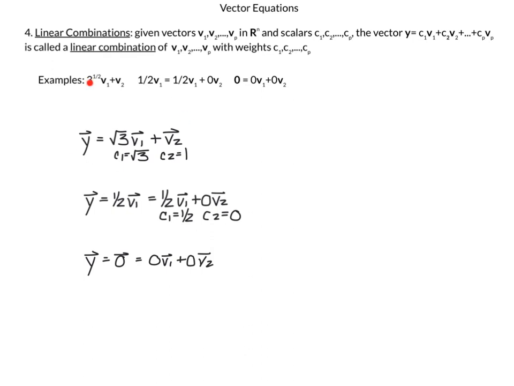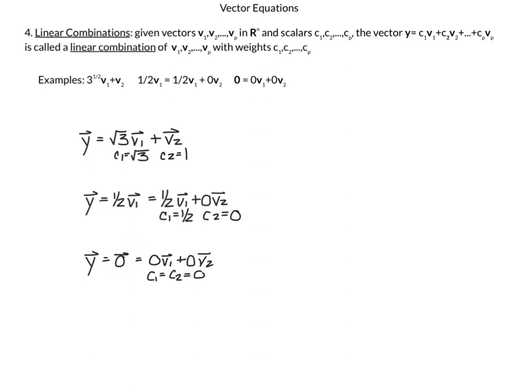I have 3 examples here which I rewrote here. I could say y is equal to the square root of 3 v1 plus v2. So y is a linear combination of v1 and v2 with weights c1 equals square root of 3 and c2 equals 1. I also have y is equal to 1/2 v1, and so y is still a linear combination of v1 and v2 because remember, the coefficients or the weights can also equal 0. So c1 is equal to 1/2 and c2 is equal to 0. Finally, y equal to the 0 vector is a linear combination of v1, v2 because I can use c1 equals 0 and c2 equals 0.